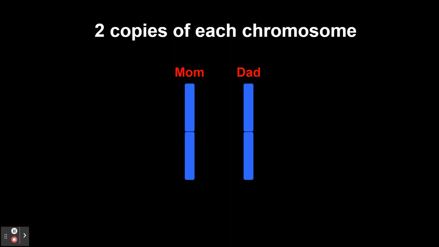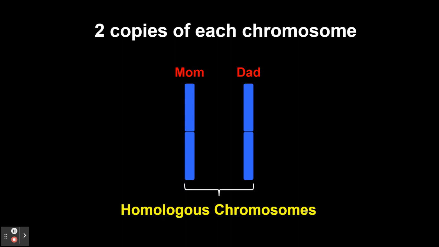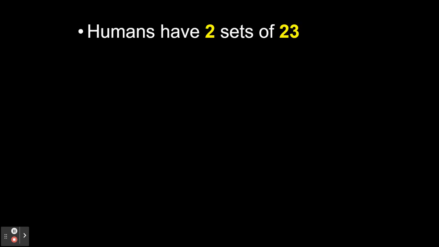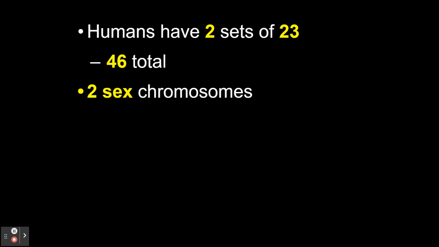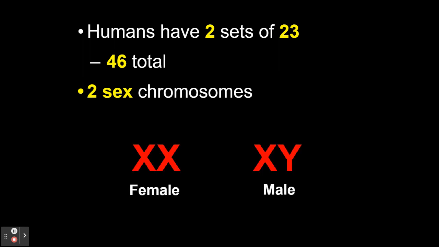Now, you have two copies of every chromosome because you get one from your mom and one from your dad. These have the same genes, and we call them homologous chromosomes. Now, humans have two sets of 23. So one set of 23 from mom, one from dad, for a total of 46. Additionally, two of those are sex chromosomes that determine your biologic sex: XX for females, XY for males.